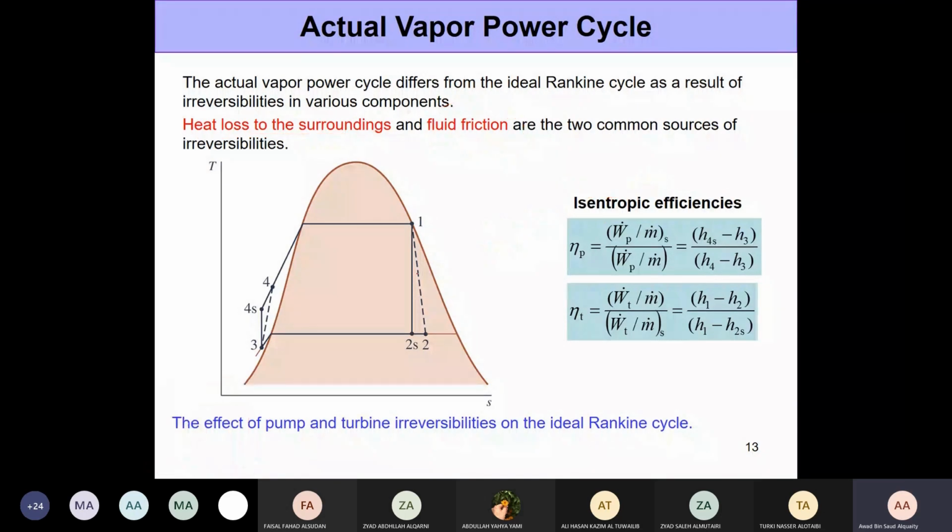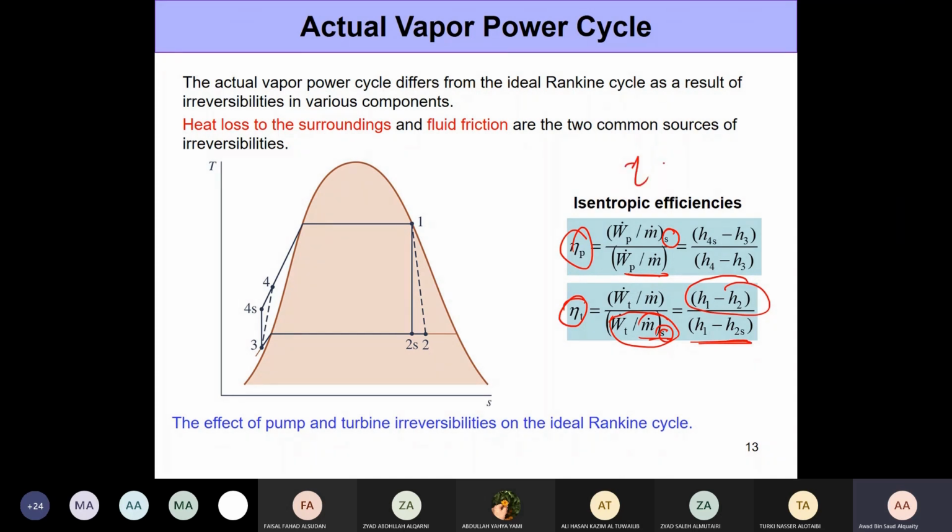Now here, when we are talking about the isentropic efficiency for a pump, the work input for a pump would be higher in an actual case as compared to an ideal case. Therefore, we divide the ideal work input by the actual work input. On the turbine, however, the actual work output would be smaller than the ideal work output. The ideal work output is the one with the subscript S. So here we keep the actual work output at the top, and we divide it by the ideal work output.